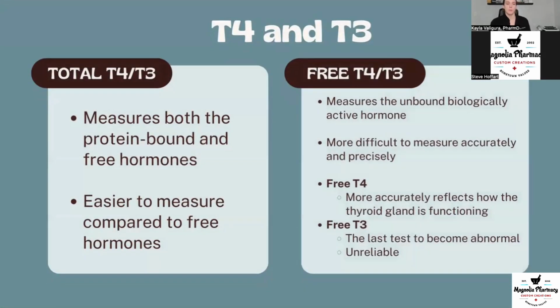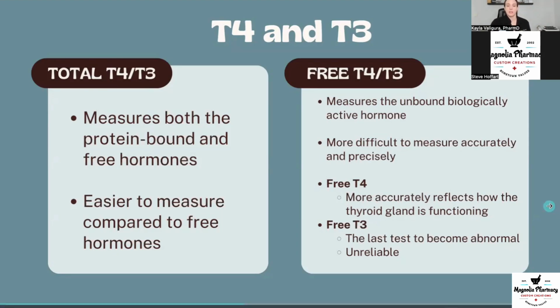So getting into our T4 and T3 lab markers. We have total T4 and T3, and that measures both the protein-bound and the free hormones. We can think of our protein-bound hormones as the ones that we're storing away for the time being, and our free hormones are the ones that are more or less floating around and ready for us to use them. The total T4 and T3 is easier to measure compared to free hormones.